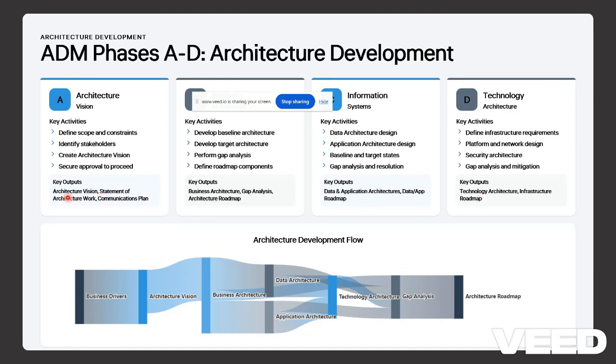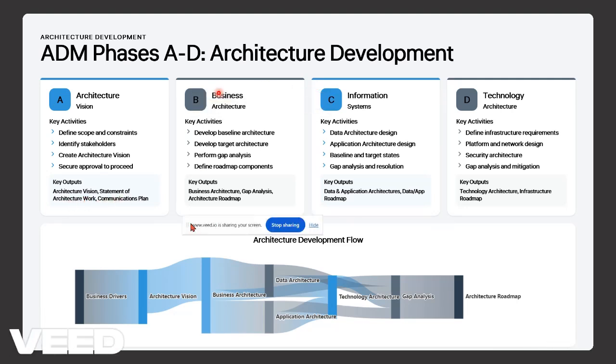If you see the key outputs, it talks about the architecture vision, statement of architecture work, and communication plan. In business architecture, the key outputs are the business architecture and the gap analysis you have to do, and the architecture roadmap you have to plan. The outputs of information systems are the data and application architecture and the data and application roadmap. Now coming to technology, the infrastructure roadmap has to be defined here.